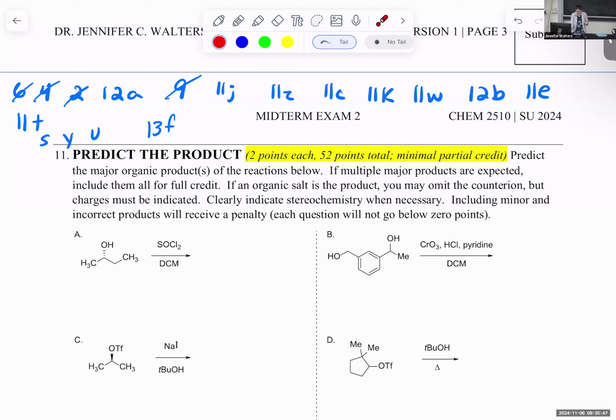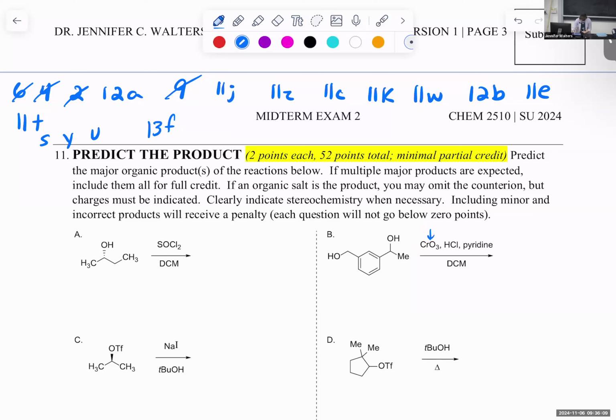All right, so for B, I see my chromium oxide. When I see that metal with oxygens, that's going to trigger to me oxidant. I see a metal with oxygen, that's going to increase the number of bonds to oxygen.